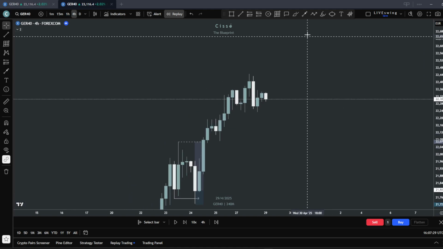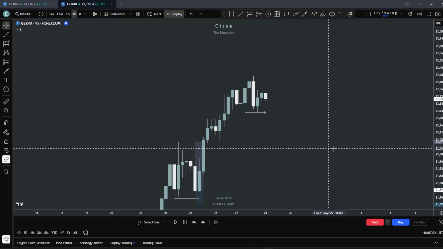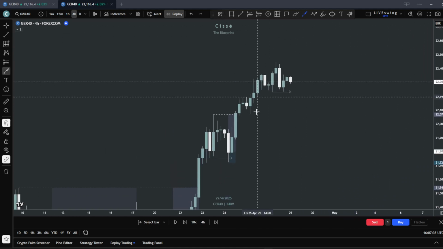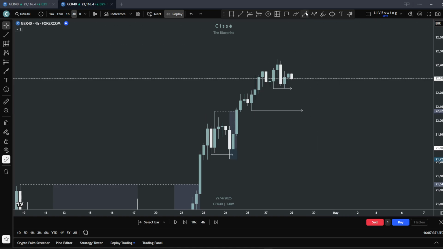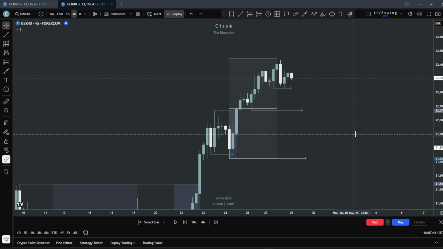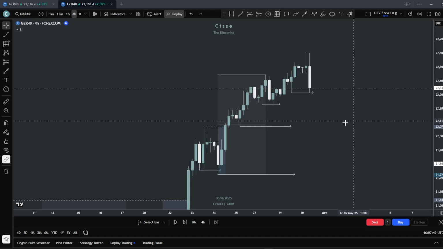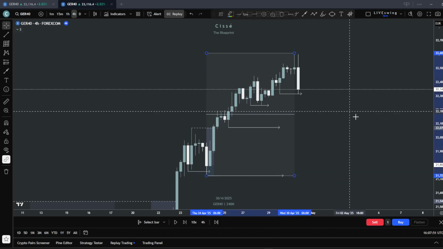Now we almost get a sweep here of this 4 hour low, but it doesn't, as you can see. So we have that low, we have this low, and then we have what would now be my new swing low. So this is my new swing range currently. We wick the high. Okay, we take out the high now. So now I've printed another low there, and this will now be my range.